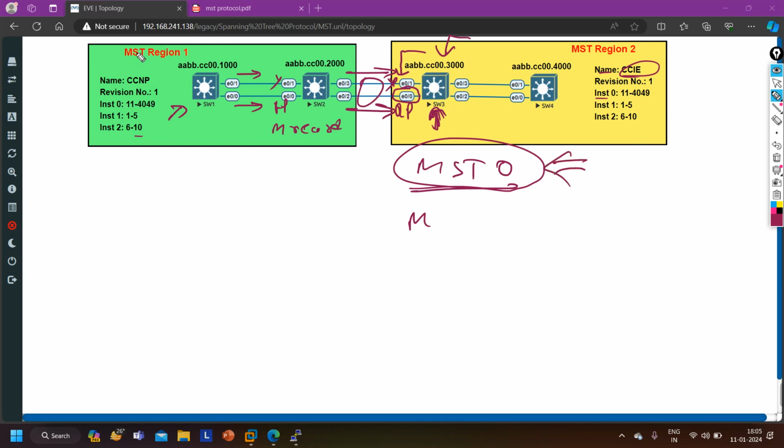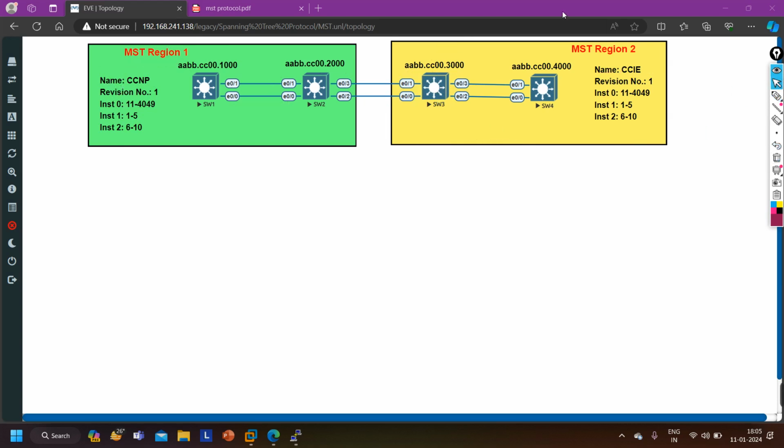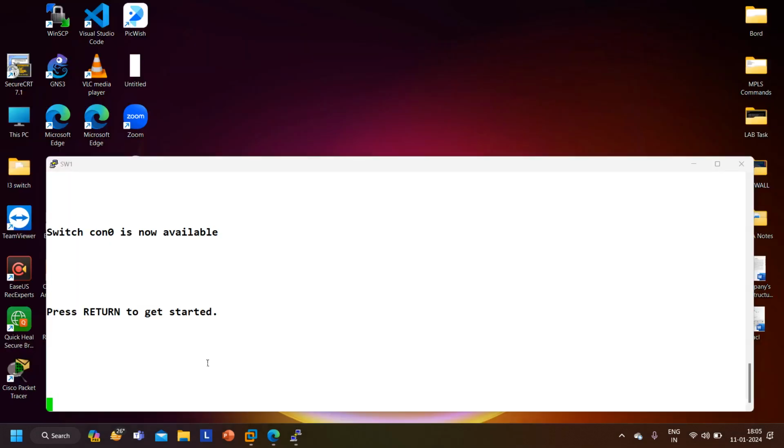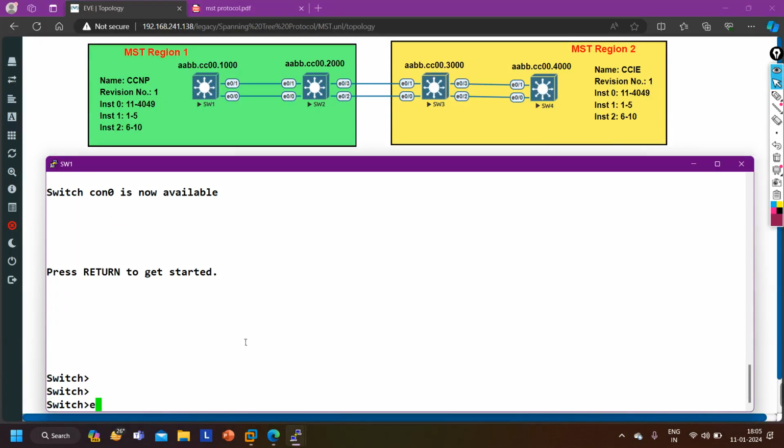So guys, this is the concept of MST inter region. Now I am going to show you all these things practically. Let me access the switches. First, let me access switch number 1.